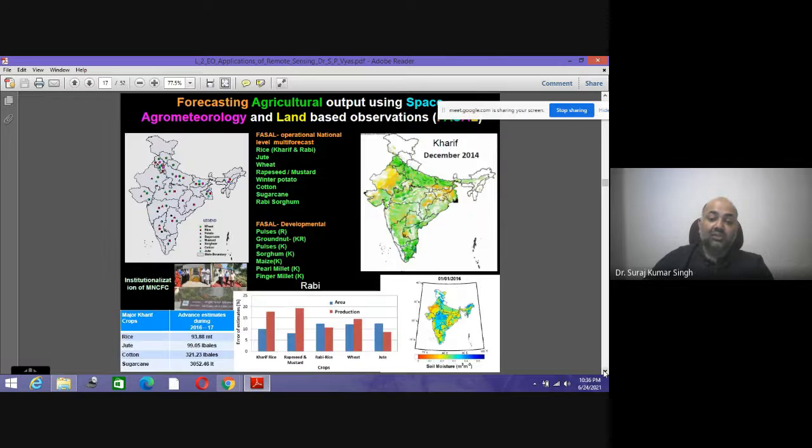Such kinds of studies can be easily done, where we'll be using satellite images for forecasting the agricultural outputs, and that will be based on agrometeorological and land observation based satellites, where we'll be identifying the various types of vegetation like rice, that is multi-seasonal, that is Kharif and Rabi season. Then you've got jute, wheat, mustard, winter potato, cotton, sugarcane, pulses, groundnuts, maize, millet.